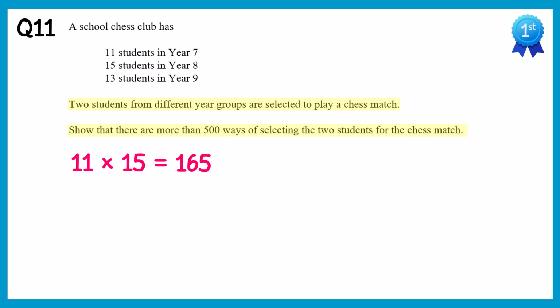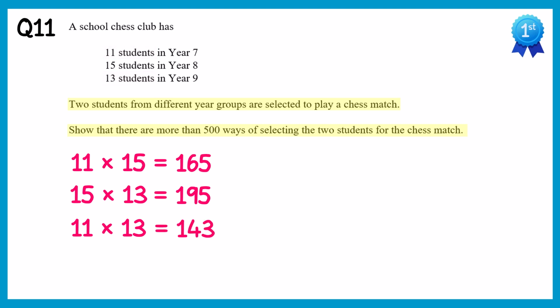Now another possibility is that one of them's in year 8 and one of them's in year 9. There are 15 students in year 8 and 13 students in year 9, so we could do 15 times 13, which is 195. The final possibility is that one of them's in year 7 and one of them's in year 9. There are 11 in year 7 and 13 in year 9, so 11 times 13, or 143. If you add all of these together, you'll get the total number of ways, which is 503, which is greater than 500.